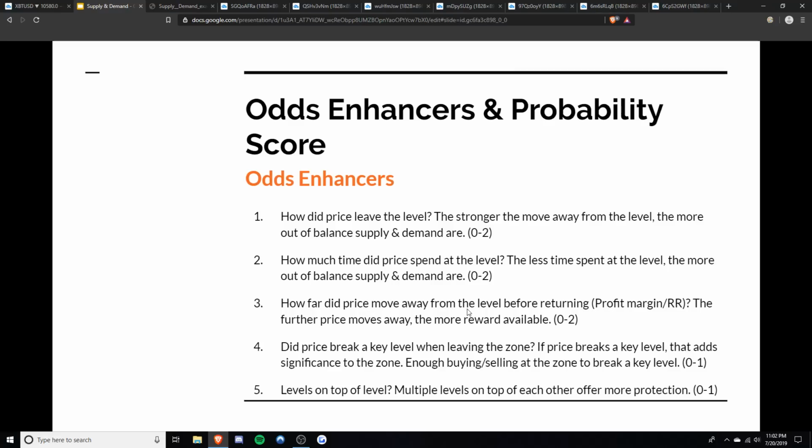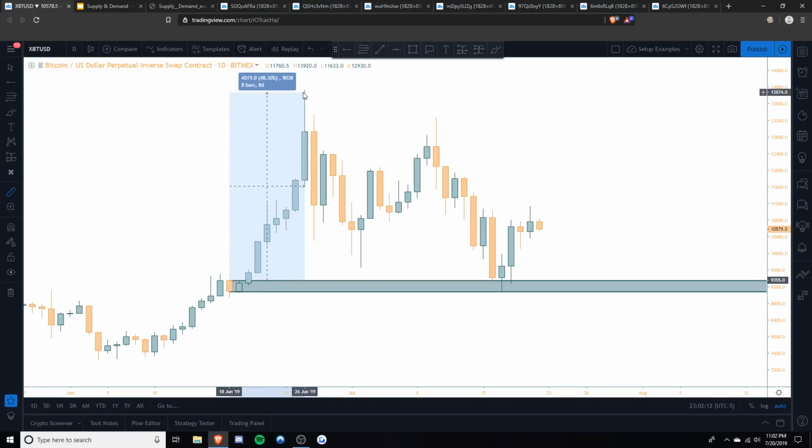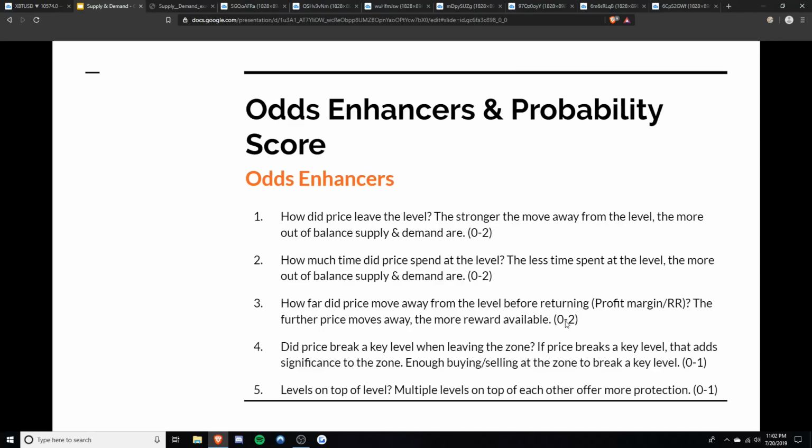How far did price move away from the level before returning? Your profit margin, RR. The farther price moves away, the more reward available. You can see this is a huge move away. Mark from this to the high. Almost a 50% move. If we were to take a measured move from this zone, we'll end up back at these highs. So for that, I'd give that a 2 as well. So right now we're at a 6. So I would be taking this trade. Anything above a 5, remember?